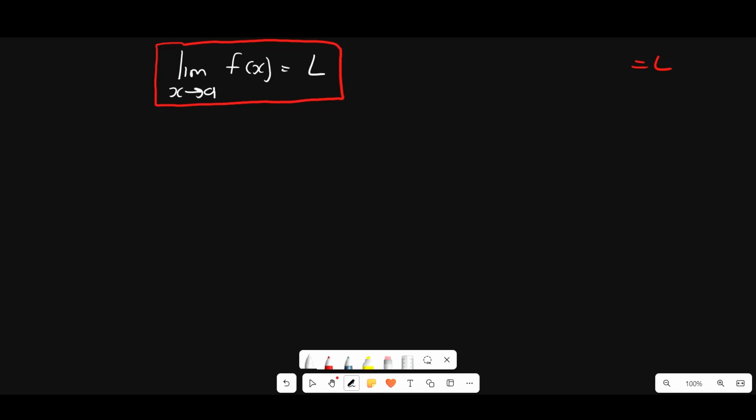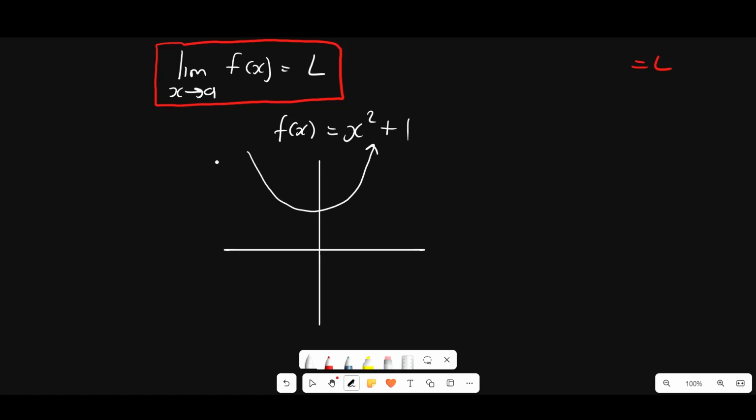Let us look at an example. Let's say f(x) is equal to x squared plus 1. If I were to sketch this graph, I'll have a floating graph like that, and I'll have my y-intercept at (0, 1).